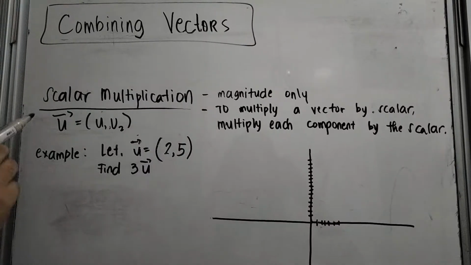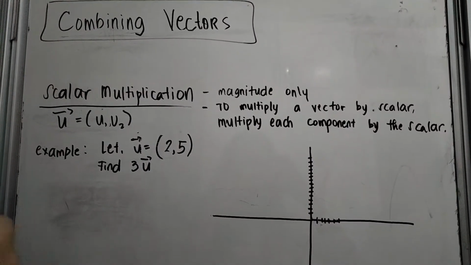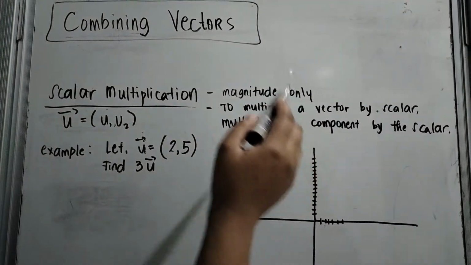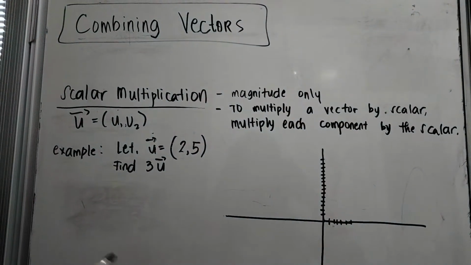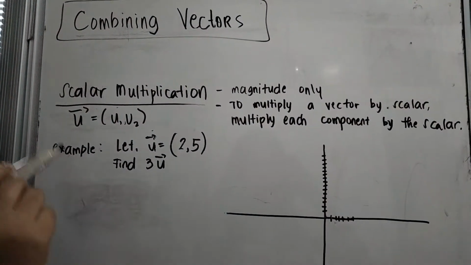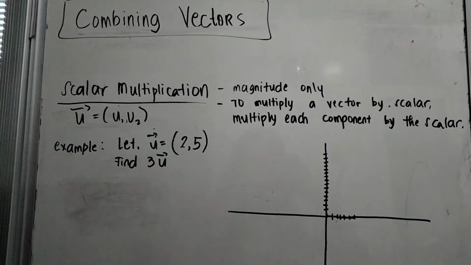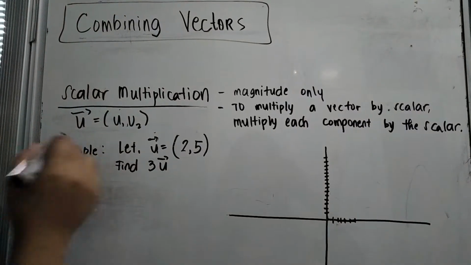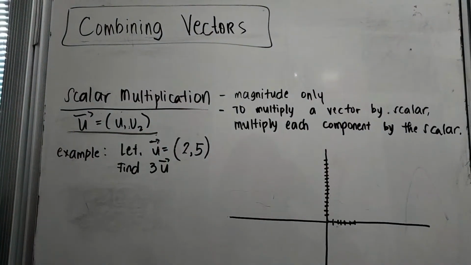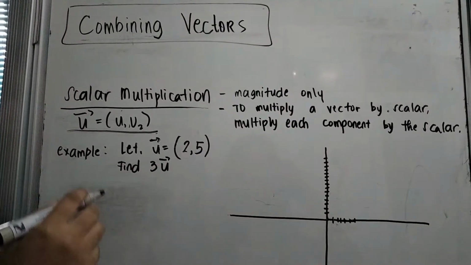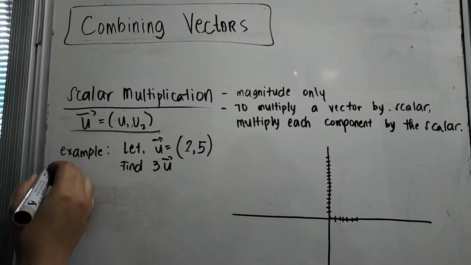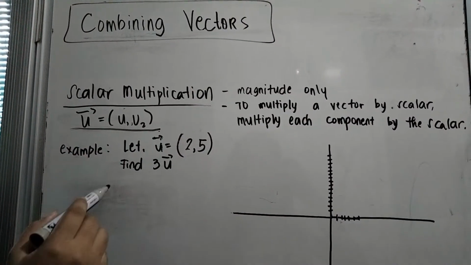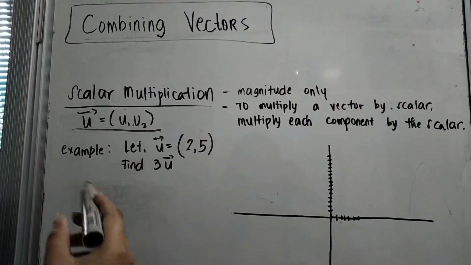So let's define first what is scalar multiplication and make an example. Yung scalar, it has magnitude only, unlike sa vectors, meron siyang magnitude tsaka direction. So, dito sa scalar multiplication, to multiply a vector by a scalar, multiply each component by the scalar. So, yung formula ng scalar multiplication ay vector u is equal to u sub 1 and u sub 2. So, let's try some example. Let vector u be equal to (2, 5) and find 3 times vector u.